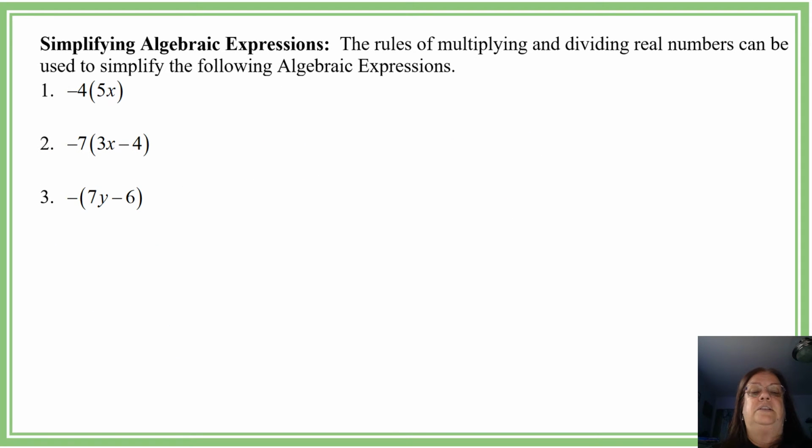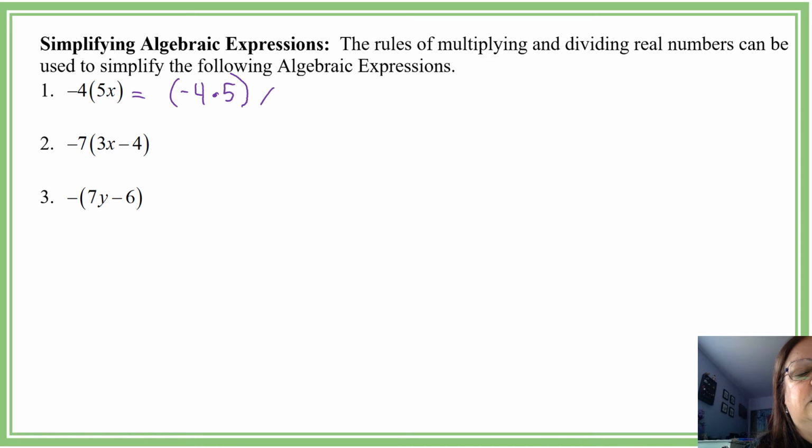Simplifying algebraic expressions. The rules for multiplying and dividing real numbers can be used to simplify the following algebraic expressions. So I have a -4 and a +5. So basically what I do is I reassociate the constants. -4 times 5 is -20.